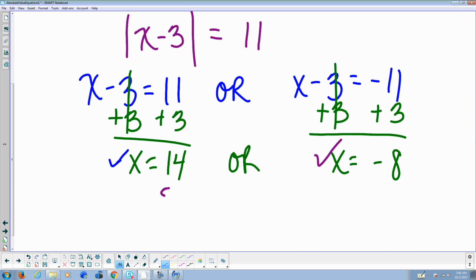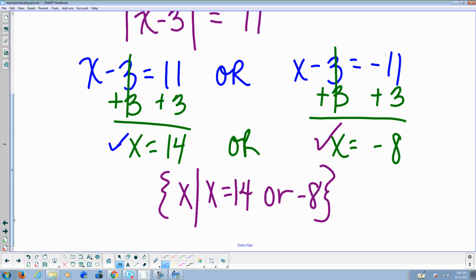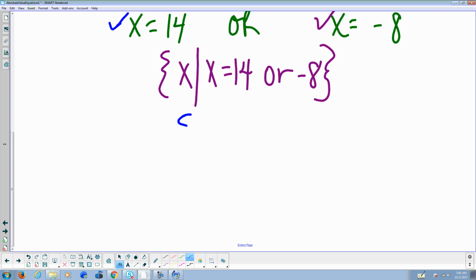So in set builder notation, my solution will read x such that x equals 14 or negative 8. Or we could write it this way: x such that x equals 14, comma, negative 8.